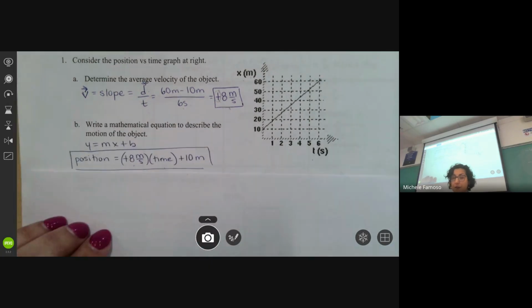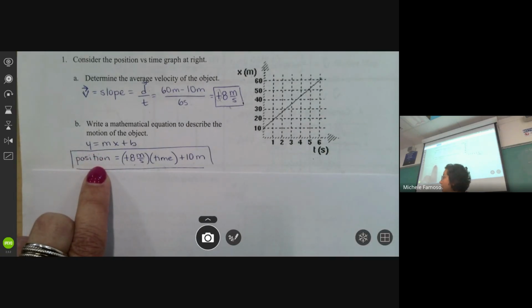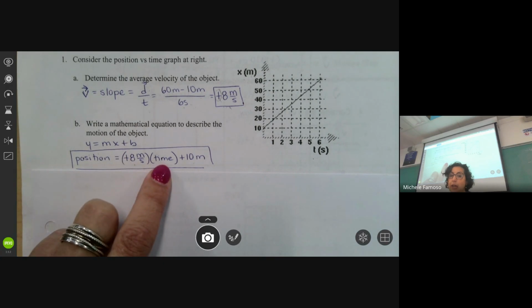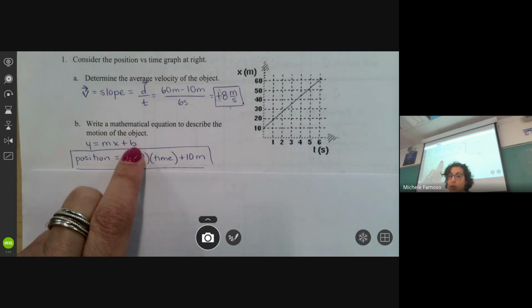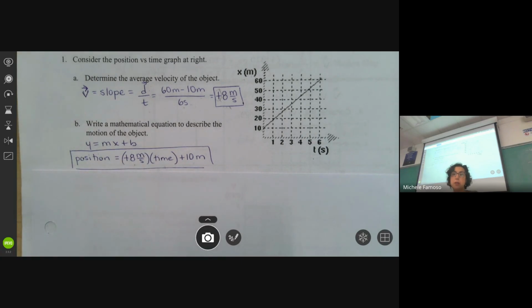Now, the equation for this graph, y is mx plus b, but we change everything. On the y-axis, I have position. The slope is the positive 8 meters per second I just found. The x is the variable named time, and the y-intercept is positive 10 meters. So position is positive 8 meters per second times time plus 10 meters.